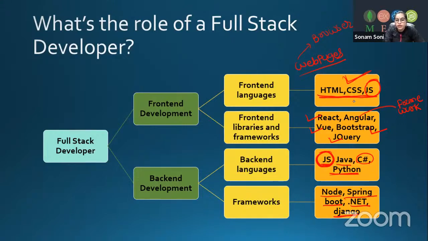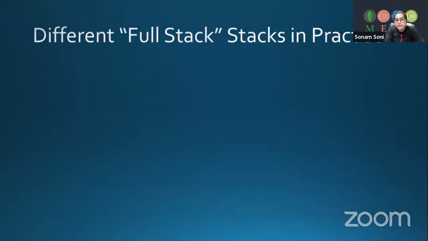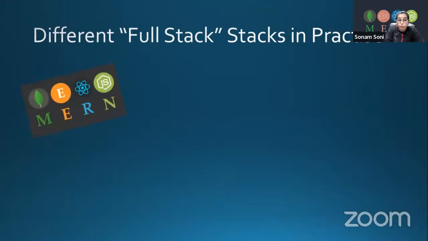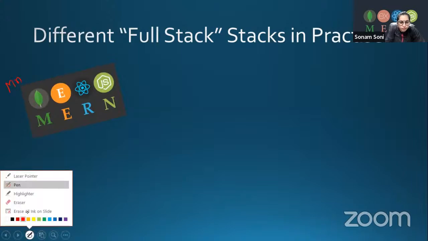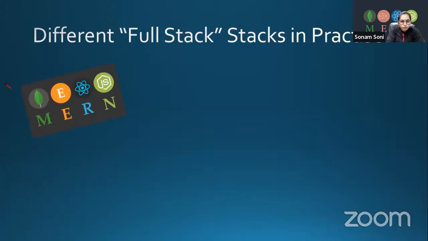So these are the different languages that we have to work with full stack development. Now let's understand, with these different languages, what kind of full stack developer you can become. If you want to become a full stack developer, then these are the different stacks we have. The very popular one is the MERN stack. M stands for MongoDB, E for Express, R is React.js and N is Node.js.